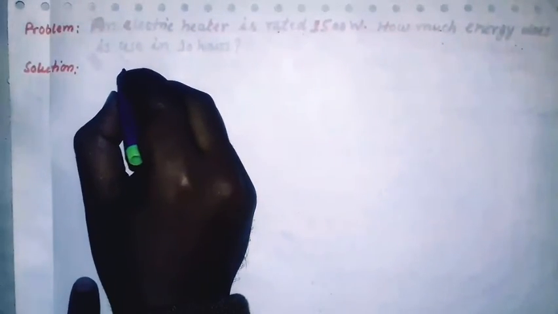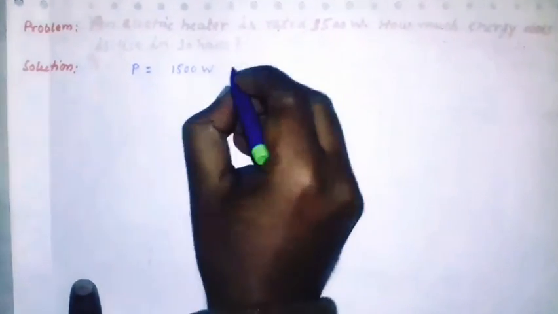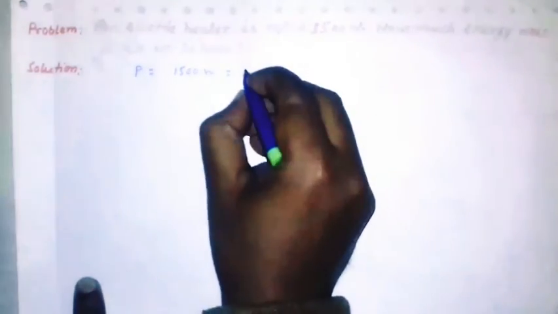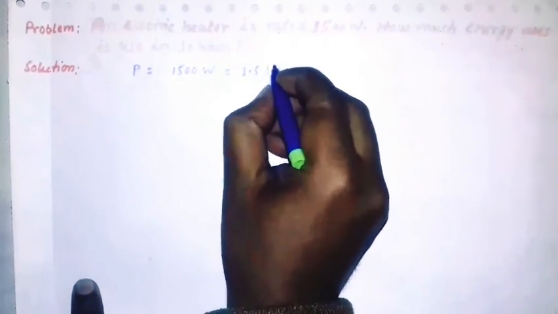In the next problem, an electric heater is rated 1500 watt. How much energy does it use in 10 hours? So we are given the power. The power is 1500 watt. Convert it into kilowatt. This will be 1.5 kilowatt. Just divide it by 1000.